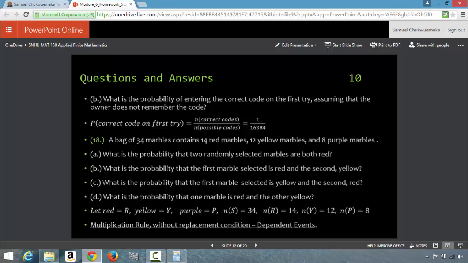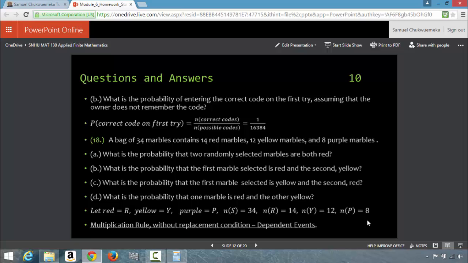All right, so the first thing you do is to define it. Let red be uppercase R, yellow be Y, purple be P. Of course, the cardinality of the sample space is 34. You can verify that by adding 14 plus 12 plus 8. 14 plus 12 is 26. 26 plus 8 will give you 34.